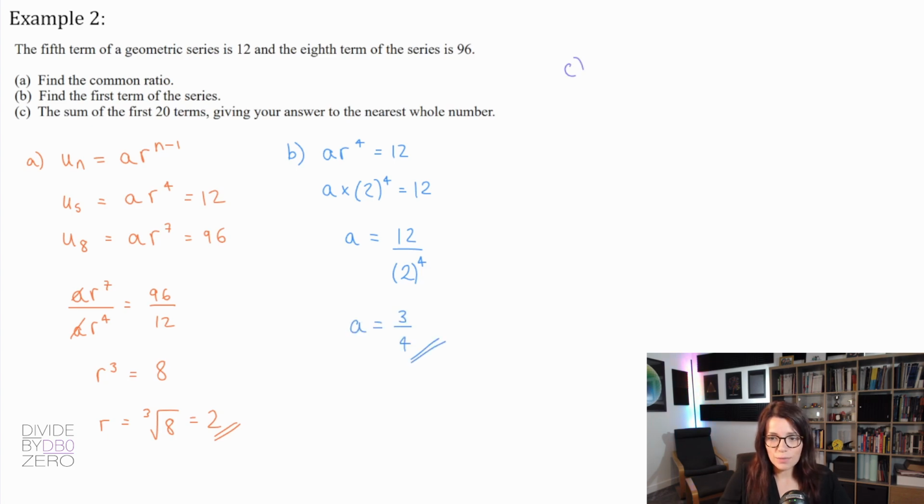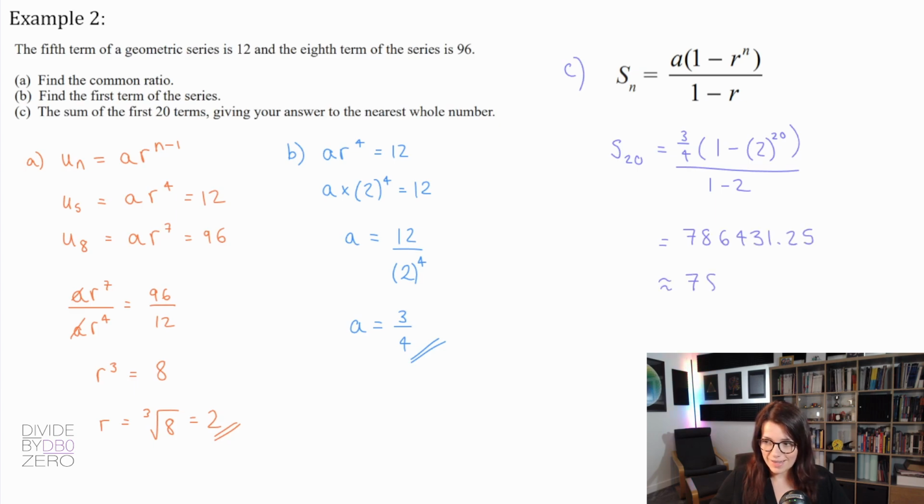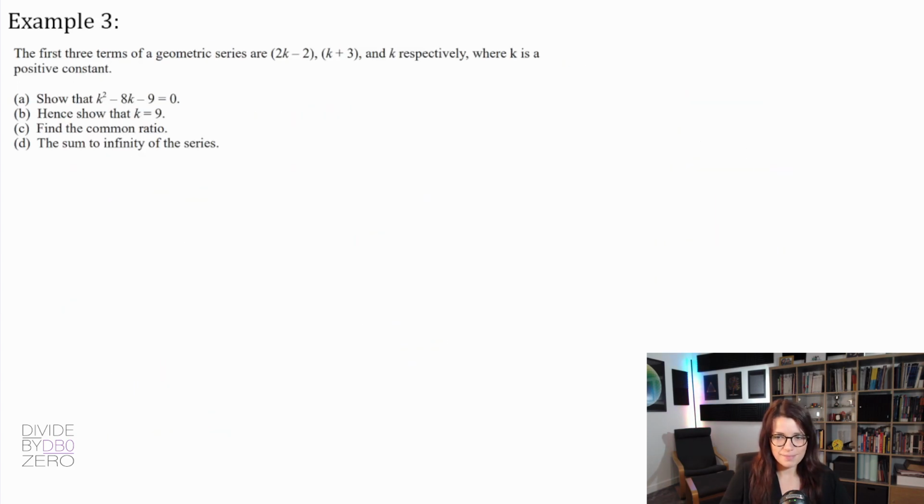Finally, for part C, they want the sum of the first 20 terms, giving your answer to the nearest whole number. So we'll grab the S_n formula from the formula book. We'll just sub in our values. So S_20 is going to be 3/4 brackets 1 minus 2 to the power of 20 all over 1 minus 2. If you type this into your calculator, you get this. So to the nearest whole number, it's going to be 786,431.